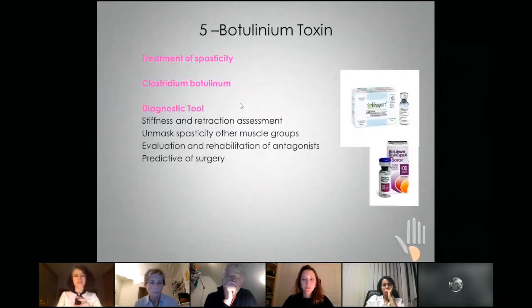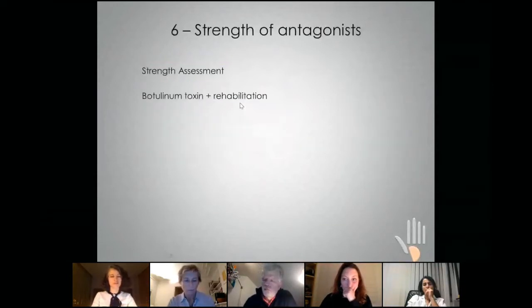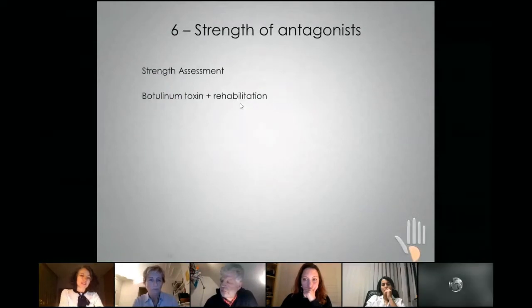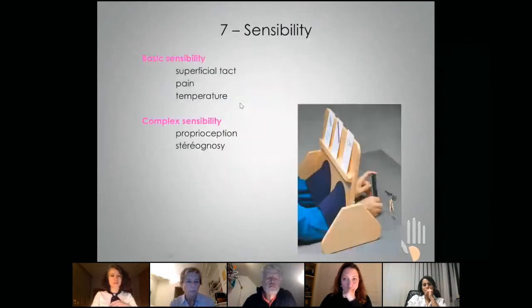The other point is that botulinum toxin is a predictive tool for surgery. It gives almost the same results as hyperselective neurectomy, and we will talk about this later, but it is a predictive tool for the surgery. Then we check the strength of the antagonist before the toxin and after the toxin with rehabilitation.